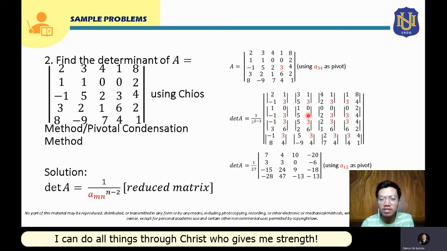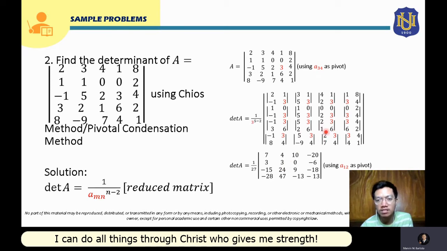And then we have here 1 times 3 minus 5 times 0, so that will be 3. And then we have here 0 times 3 minus 0, minus 2 times 0, so that will be 0. And then we have here 0 times 4 minus 3 times 2, so that will be negative 6. And then we have here negative 1 times 6 minus 3 times 3, so that will be negative 15. And we have here 5 times 6 minus 2 times 3, so that will be 24.